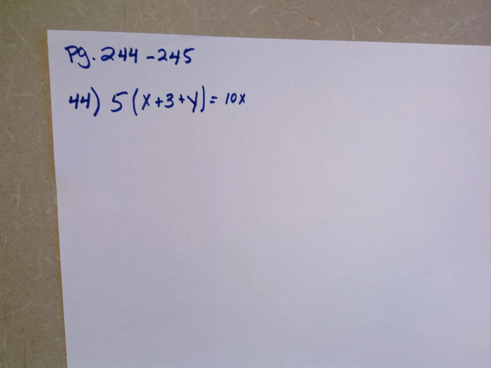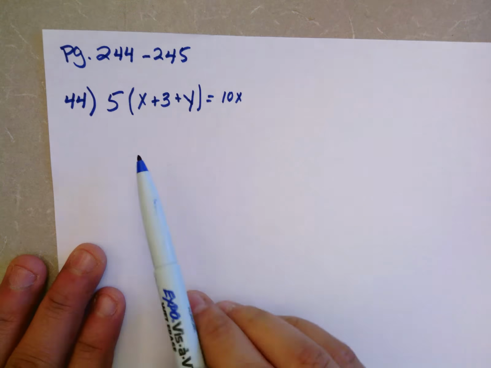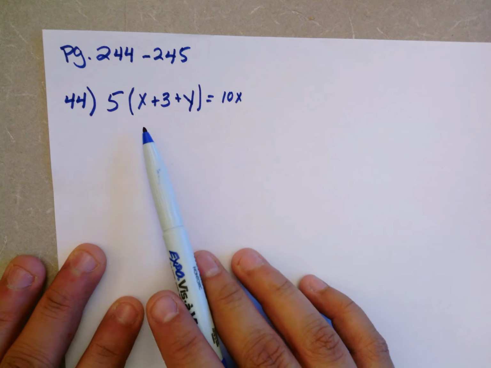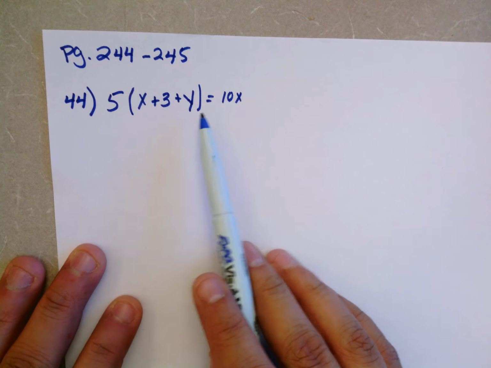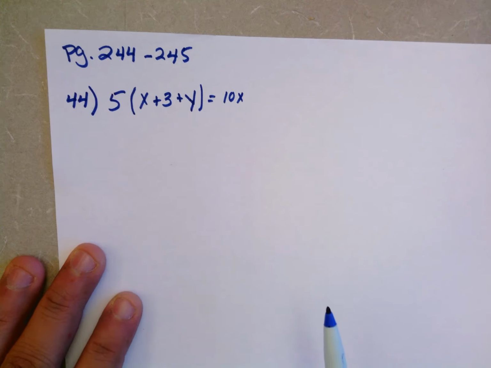What I'd like to do in this video is take a look at page 244, number 44, and the directions say write the equation in slope-intercept form, then graph the equation. We first have this equation of 5 times the quantity of x plus 3 plus y is equal to 10x.